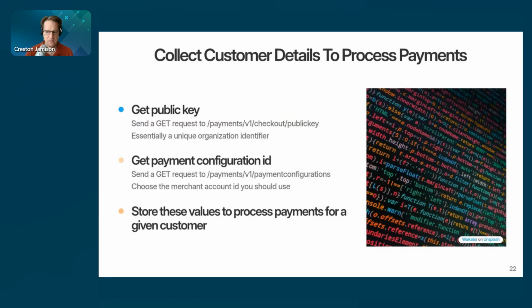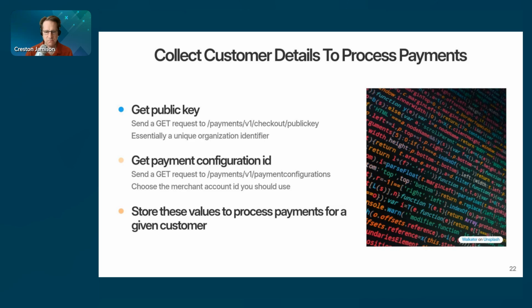Okay, so at this point, you should have your application authorized with Sky API, and you should be able to send requests. So the next request you need to do is to be able to get information that you would need to use the payments API. Like the slide says, you need to collect the customer details to process these payments. So step one is to get the public key. And the public key, like the second comment here, is essentially a unique organization identifier. And you send a GET request to payments/v1 select checkout/public key to get that.